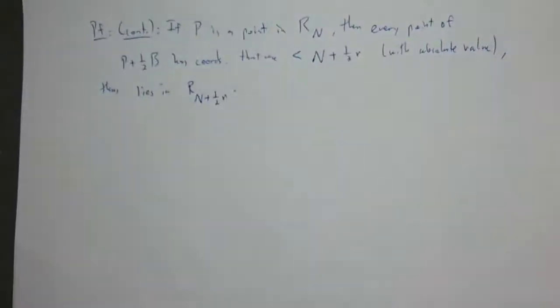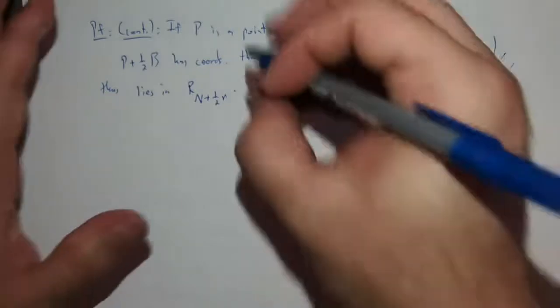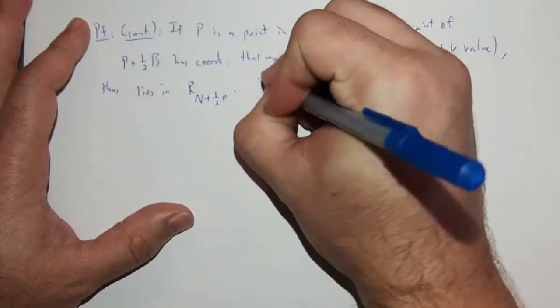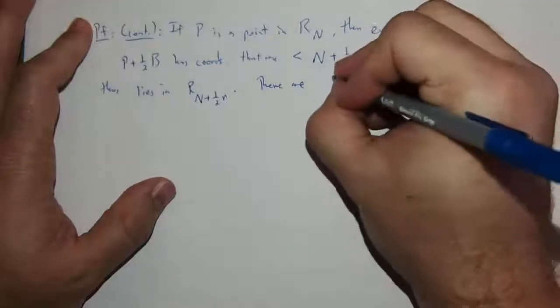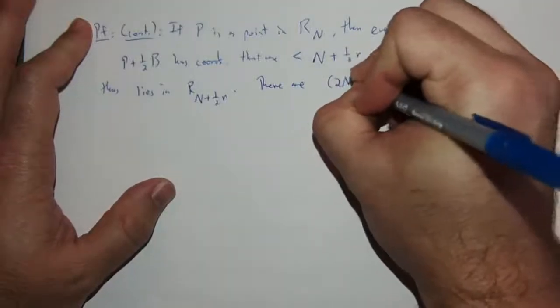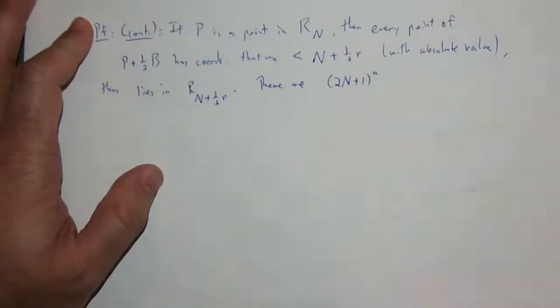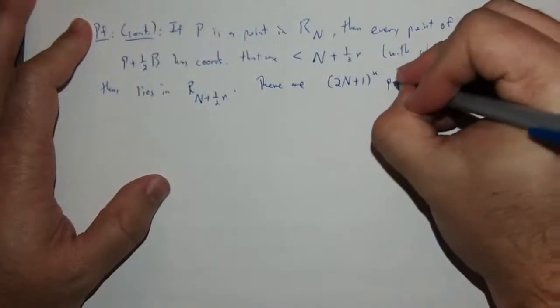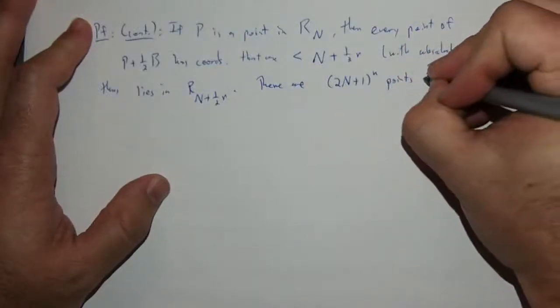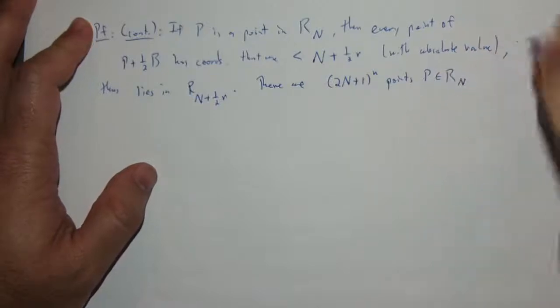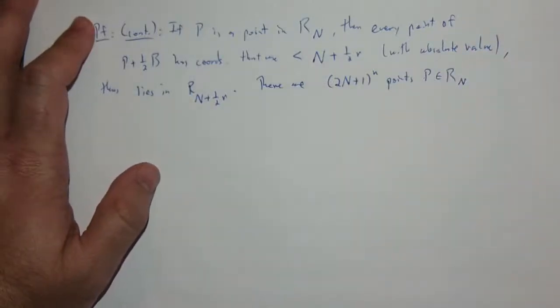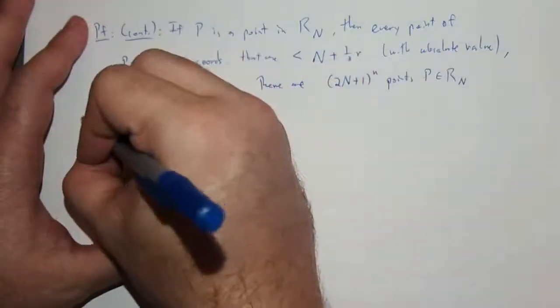Now, how does this help us? Well, there are (2N+1)^n points P in this big box that have integer coordinates.